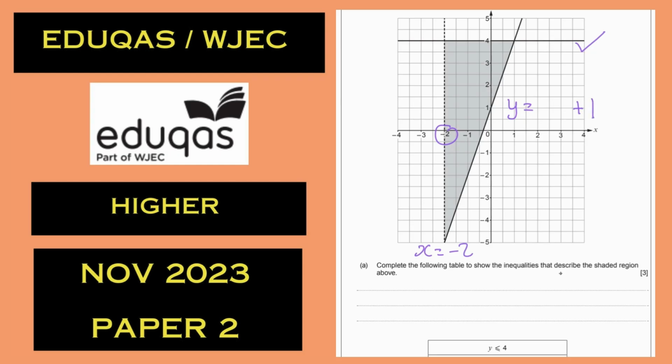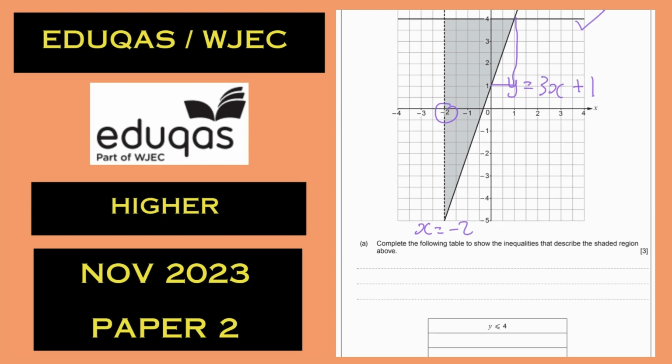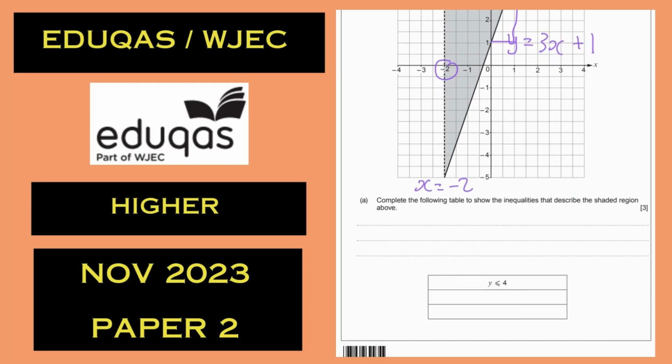The question is, what is its gradient? Find a nice little triangle. For every one along, it's going up 3 units. It has the equation y equals 3x plus 1. How are we going to write it on the inequalities? For the x bit, we are wanting to be bigger than it. We need greater than -2. But because it's a dotted line, we don't put in the equals to part. It's just a greater than, not a greater than or equal to.